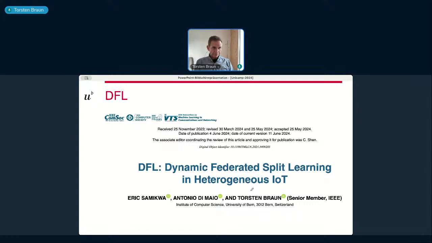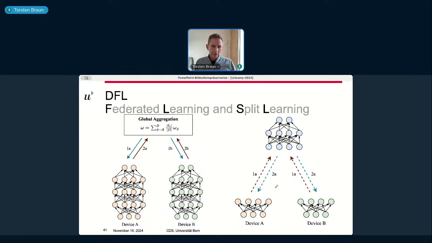Okay, and finally, I want to briefly discuss the latest work we published, which was called Dynamic Federated Split Learning for Heterogeneous IoT, which was recently published in an IEEE Transactions journal on machine learning in networks. Basically, what we do now is integrate both the federated learning and the split learning approach together. Before, we only had split learning and an adaptive version of split learning. So now we combine federated learning, which is depicted here, and the split learning approach.